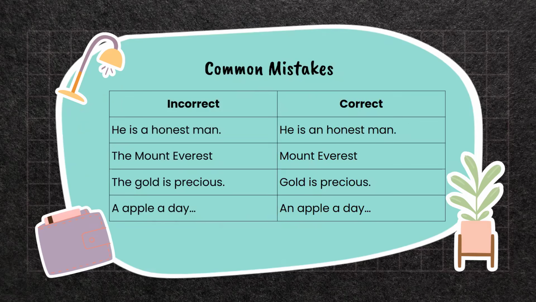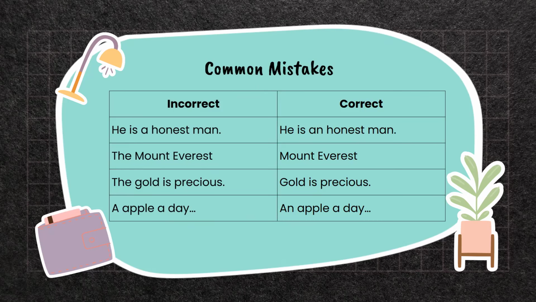Let's look at some typical mistakes and how to fix them. He is a honest man. The correct form of the sentence is, he is an honest man. The Mount Everest. It's wrong. Why? Because Mount Everest is a singular proper noun and I don't need any article in Mount Everest. But if I'm denoting a group of mountains like the Himalayas, then I need the article the.